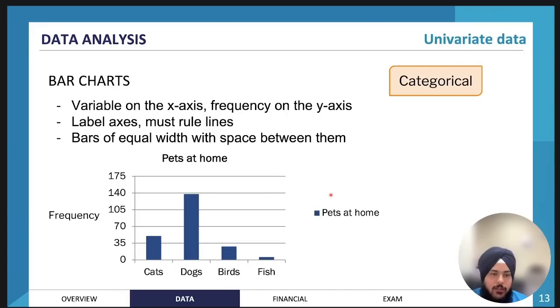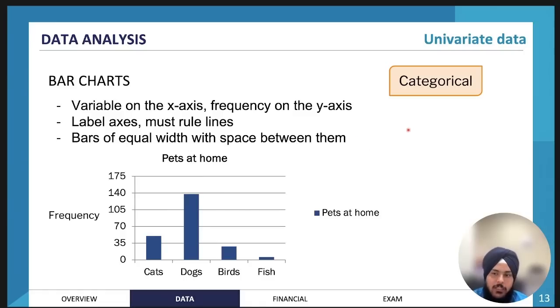Okay, now we have bar charts. Bar charts are literally just another way of representing frequency, but this is more of a graphical way of representing it as opposed to a more tabulated way. Bar charts have the variable that you're measuring, so for example your categories, on the x-axis, and they will have the frequency on the y-axis. When you're drawing a bar chart, some important rules are to label all the axes and also rule any lines properly. The bars also need to be of equal width with space between them.